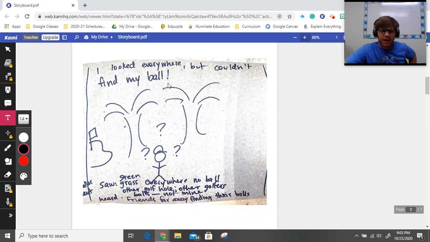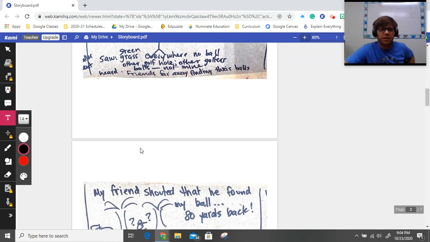I looked everywhere, but I couldn't find my ball. I saw green grass everywhere, but no ball. I saw another golf hole and other golfers' balls, but not my ball. I heard my friends far away finding their balls, right? And so I have my question marks like, where is my golf ball? And you'll notice I'm right here next to the green. That was what I was so happy about. Oh, it was such a good drive. I'm right next to the green, and I couldn't find it.